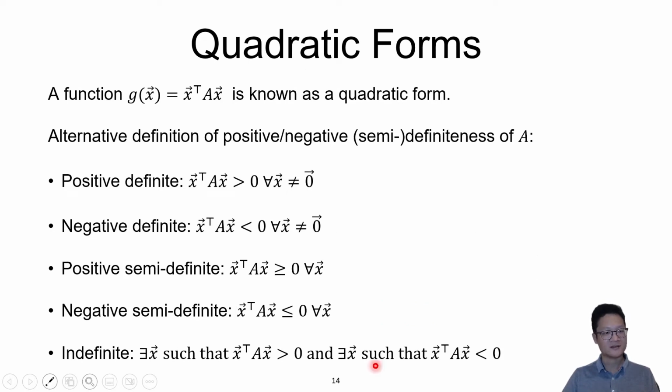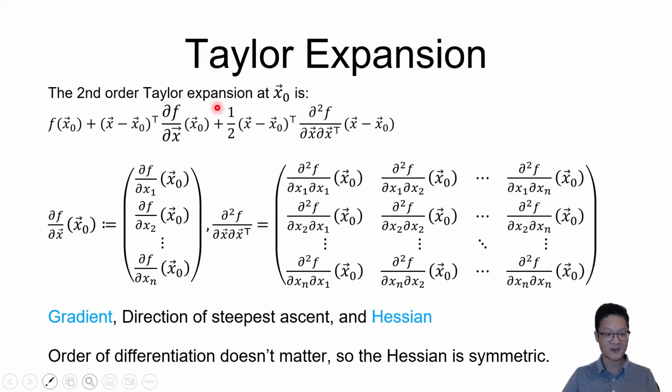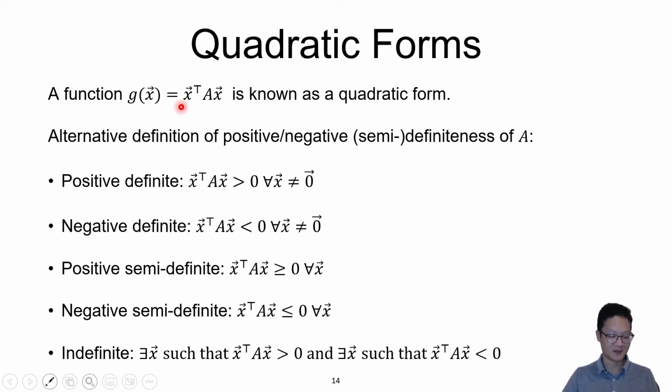Okay, so a function that looks like this, right? So basically a function that looks like that. So the last term of the second order Taylor expansion, written more simply, g of x equals x transpose A x. This is known as a quadratic form.